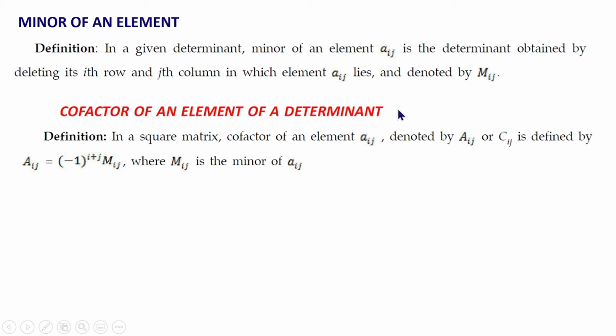And then next is the cofactor of an element of a determinant. In a square matrix, the cofactor of an element Aij, denoted by Aij or Cij, is defined by Aij equal to (-1) the whole raised to i plus j into Mij, where Mij is the minor of Aij. So this Aij or Cij is called the cofactor of an element of the determinant, and it is calculated using this relation.